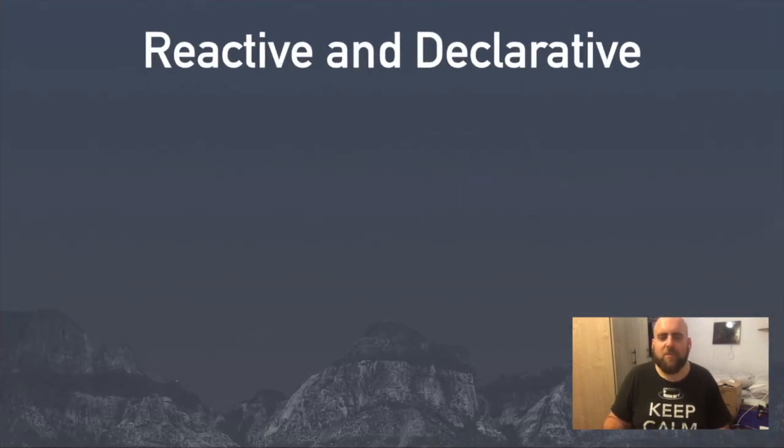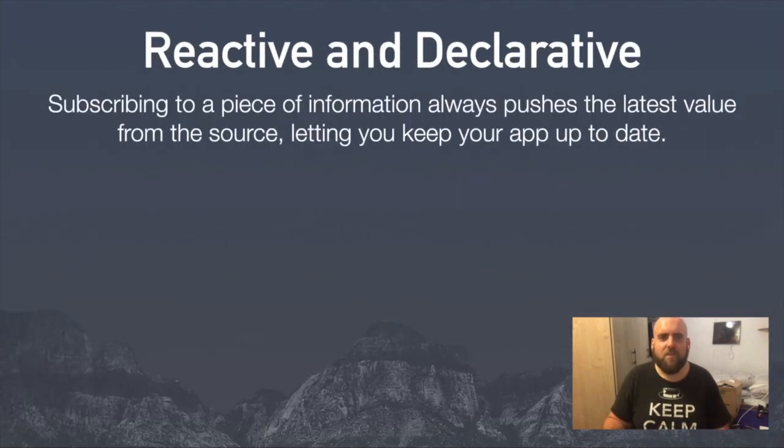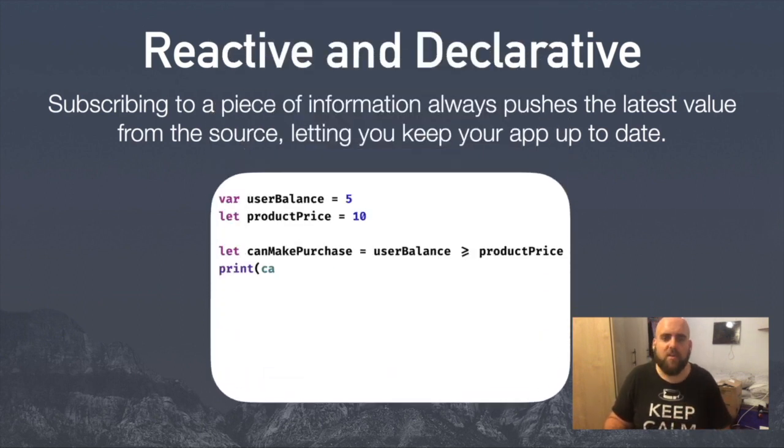Reactive and declarative, the two big buzzwords. So when you subscribe to a piece of information, you always get the latest values pushed from that source, from that publisher. And that lets you basically keep your app up to date constantly.